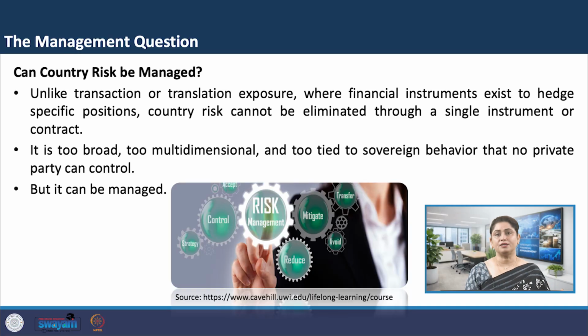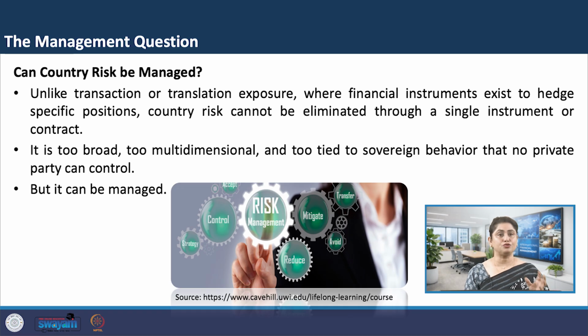Before we answer how country risk is managed, it is worth pausing on a prior question. Can it be mitigated at all? The honest answer is not in the way that transaction exposure or translation exposure can be managed. With transaction exposure, a firm can enter into a forward contract, purchase a currency option, or use a money market hedge. The hedge is simple, clean, precise, and financially separable from the underlying business. But the same does not hold true for country risk.